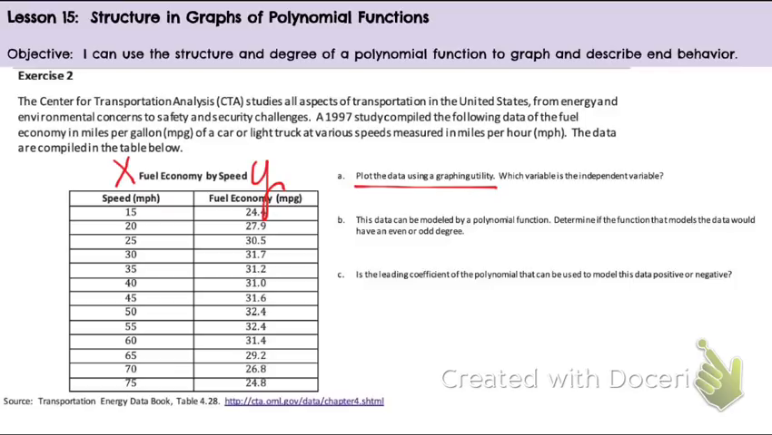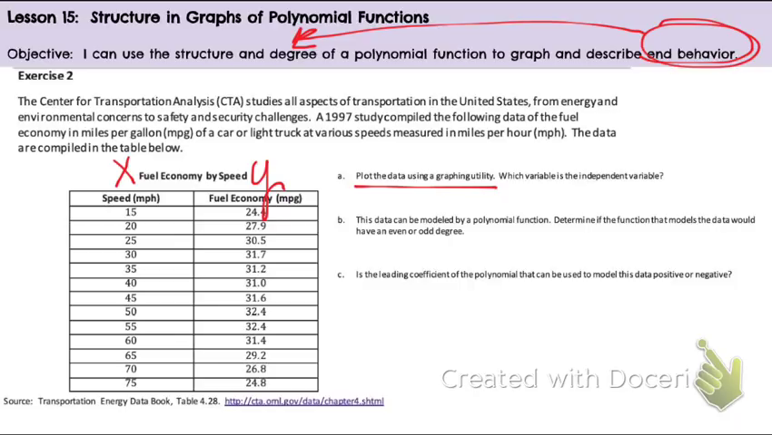And we'll talk about that when I'm back. So question B says, this data can be modeled by a polynomial function. Determine if the function that models the data would have an odd or even degree. So you should be able to generate a graph with that data. And looking at the end behavior, that's going to tell you what the degree is.